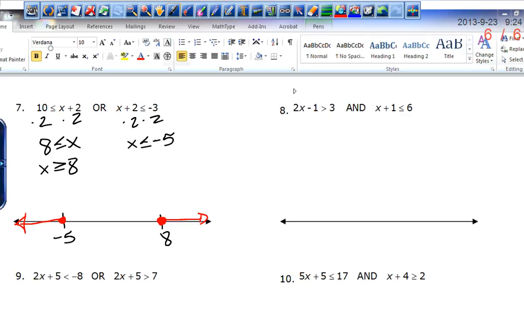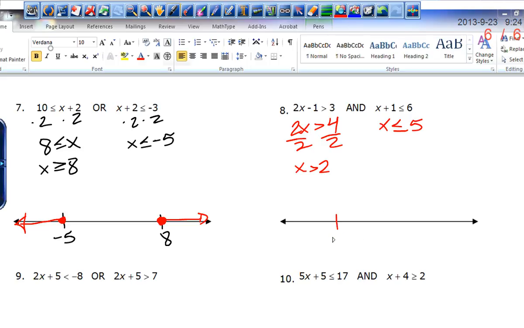Number 8, it's an and. I mean, it should look like a barbell or a line segment. 2x is greater than 4. I add 1 to both sides and divide by 2. And so x is greater than 2. Greater than just means open circle. Over here, I'm going to subtract 1, so I get x is less than or equal to 5.